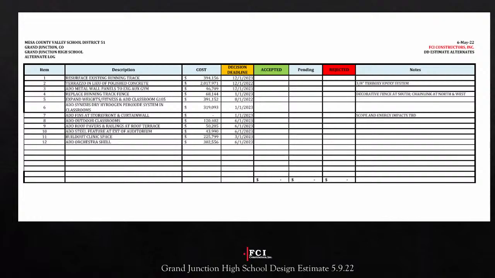Go ahead, Laura. Okay, so the ad alternate is number 11. That is the build out for the Marillac clinic. So it's not in our current scope. Current scope is basically a white box. And if we don't build out the Marillac clinic, it could be classroom space, could be whatever we want it to be. But the ad alt for that is number 11.